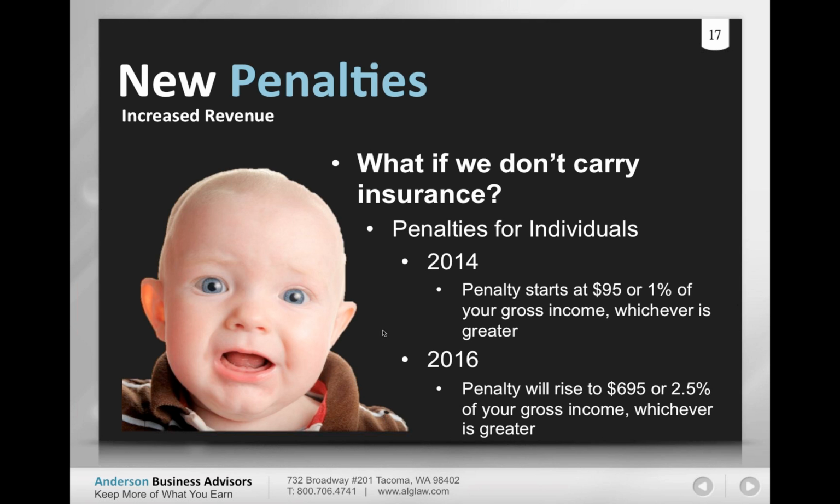Now, you have to weigh out what the premiums are going to be versus what it's going to save you versus what your risk tolerance is. But these are things that will come into play. Now, in 2015, it goes up a little bit more, but in 2016, it starts to level off where the penalty will be $695 per individual or 2.5% of your adjusted gross income, whichever is greater. So obviously, there are penalties imposed here.